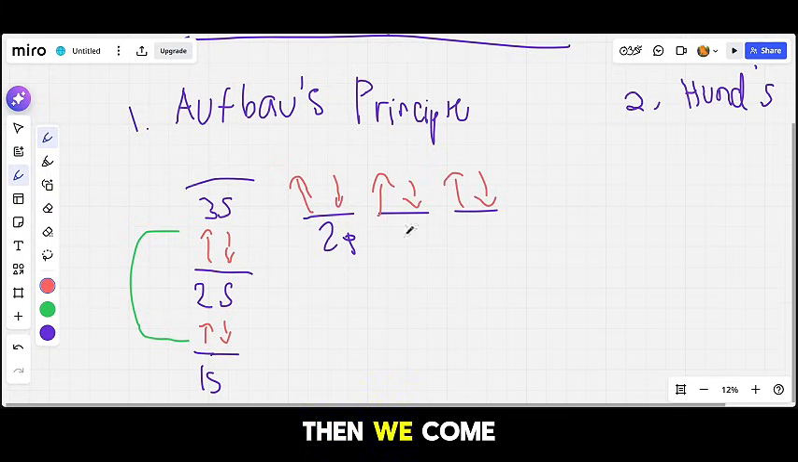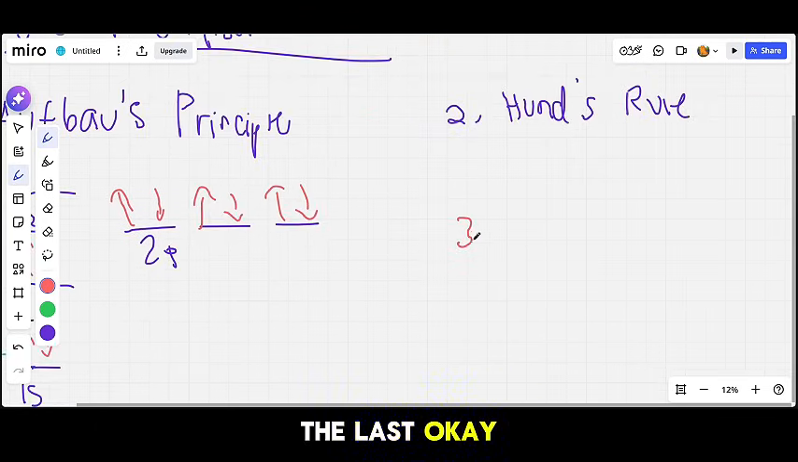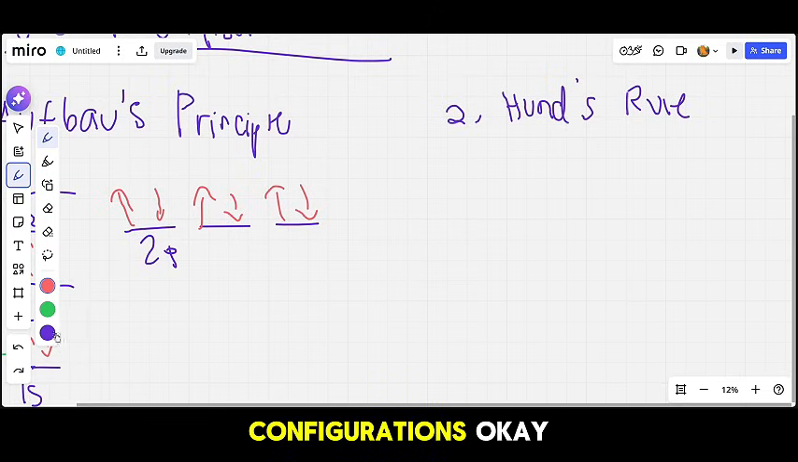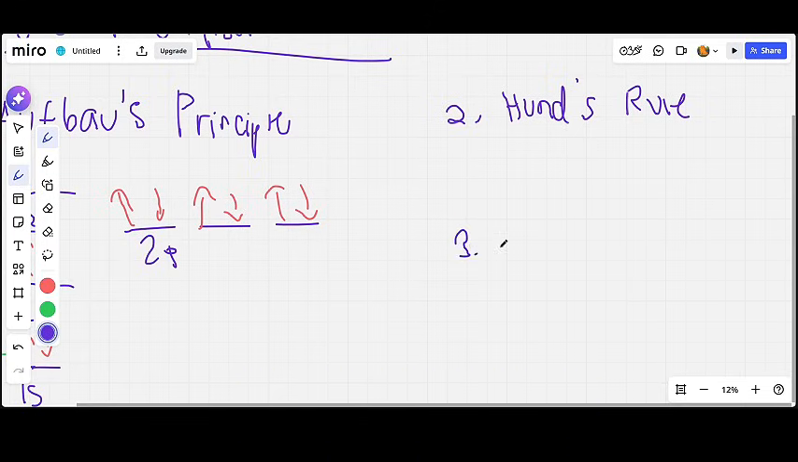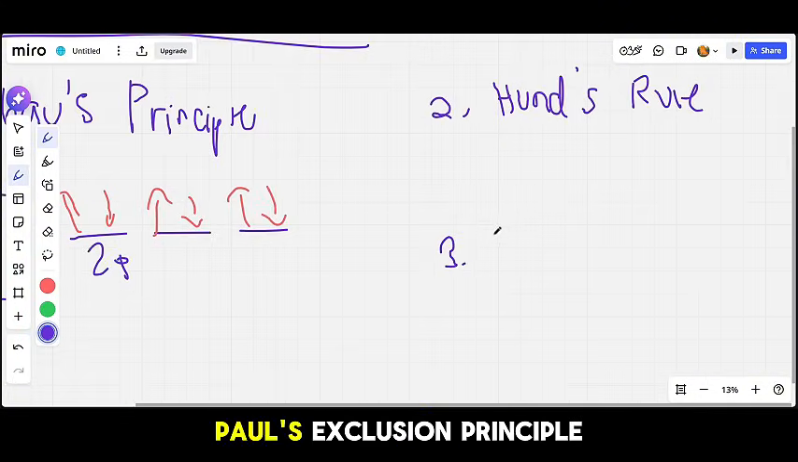And then we come to the last principle that we need to follow in electron configurations, which is the Pauli exclusion principle.